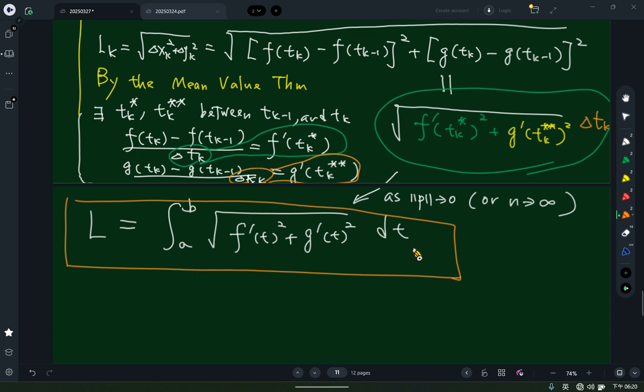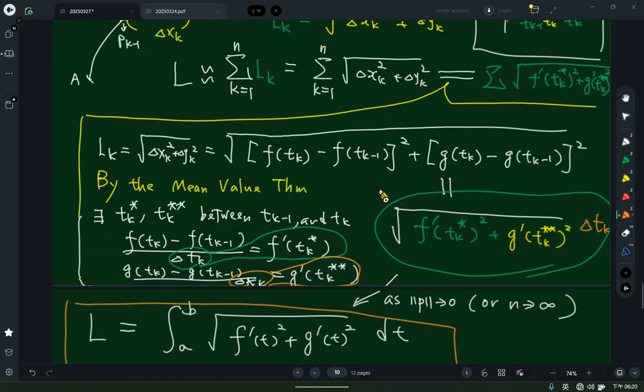So let's just stop here. But next Monday, I will show you some examples using this formula. Okay? So let's just call it a day.